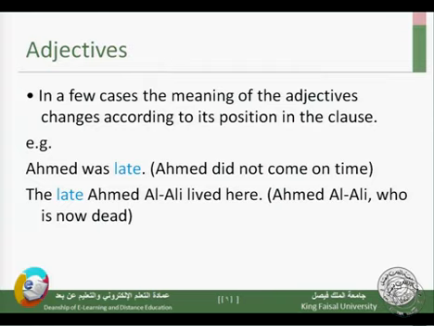Of course, we can use late attributively to mean the same meaning as Ahmed was late. Okay, so the late man finally arrived. It can be used in the same meaning as the first example. But if we want to say someone who is dead, we can only use it attributively before the noun. Alright, so the meaning changes according to position. If you want to say someone did not come on time, we can either use it predicatively or attributively. But if we want to say someone who is dead, we only use it attributively.